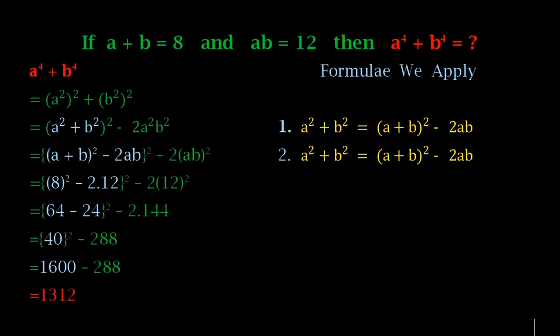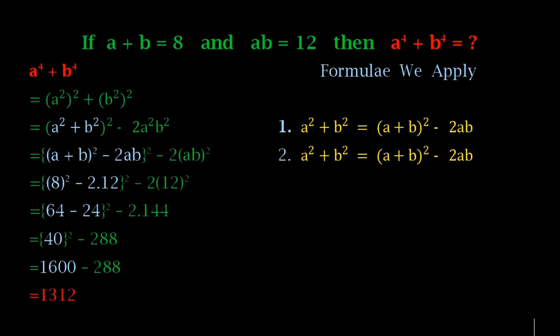After applying this, as a square works as a and b square works as b, we're going to have (a square plus b square) whole square minus twice a square into b square. Now on the second line, we know the value of a plus b, which is given as 8, and the value of ab. So inside the first bracket, for a square plus b square we're going to go for the plus one, because if we apply (a minus b) whole square plus twice ab, the value of a minus b is unknown to us.